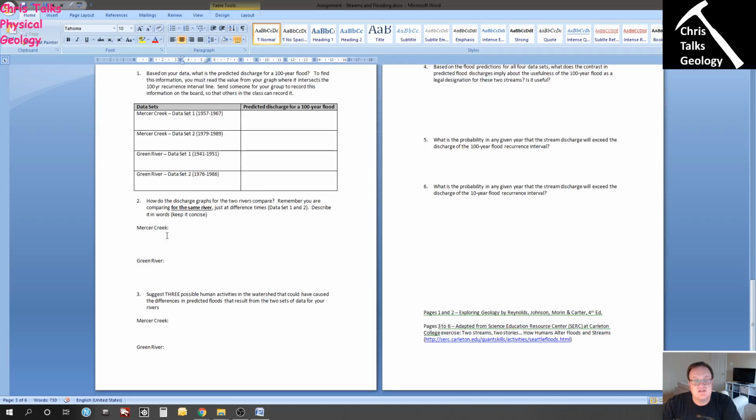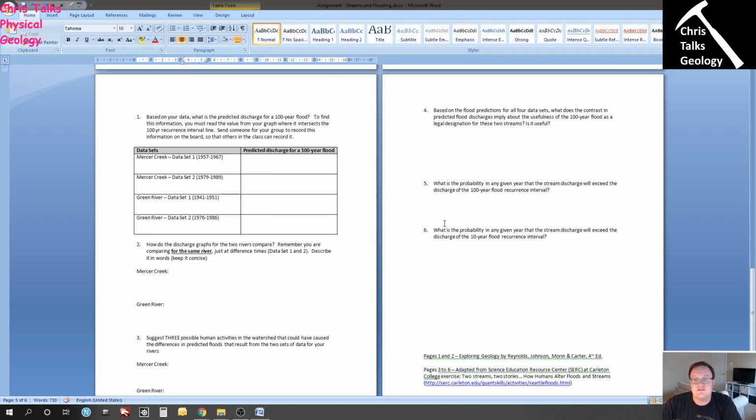Next, we're going to look at the data itself. How do the discharge graphs for the 2 rivers compare? Now remember, we're comparing the same river. So you're going to compare Mercer Creek 1 to Mercer Creek 2 for this answer, and Green River 1 to Green River 2 for this answer. We're going to describe very concisely what the difference is.